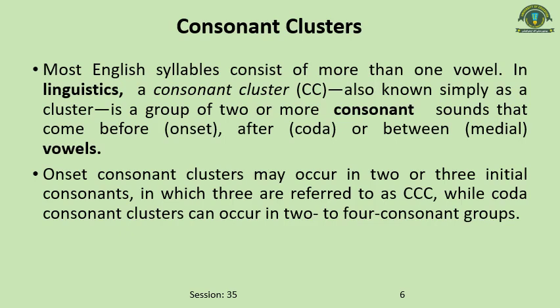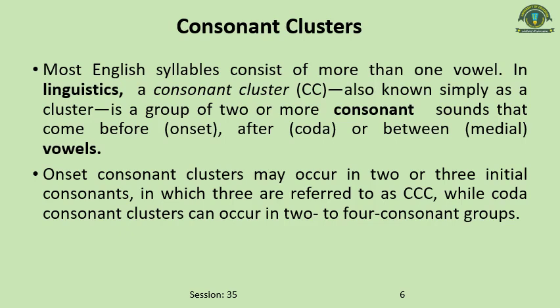So in linguistics, a consonant cluster, also abbreviated as CC, and some people call it a cluster only, is a group of two or more consonant sounds. What is a consonant cluster? It's a group of two or more consonant sounds that come before or after or between vowels.